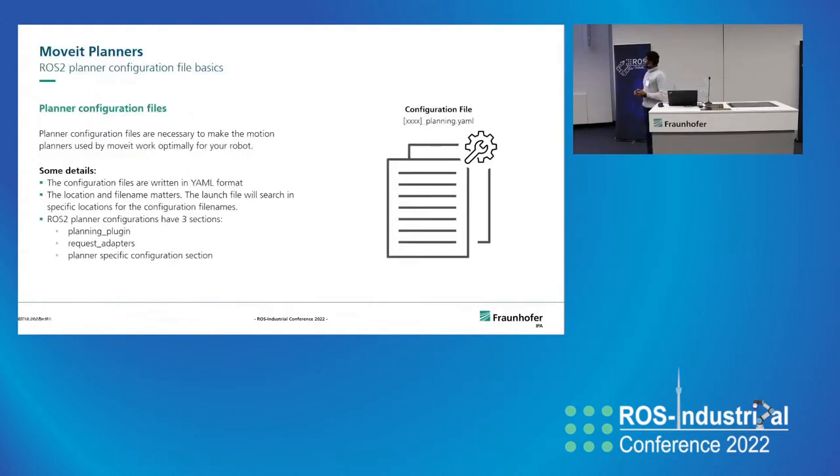So that's the question. These configuration files are just YAML files, and the location and the file name matter, because the launch file that was generated looks for the planner files in certain locations, and if it doesn't find them there, it's not going to load those planners. The planner configuration YAML file has mainly three sections: one being the planning plugin, then request adapters, and the planner specific configuration section.